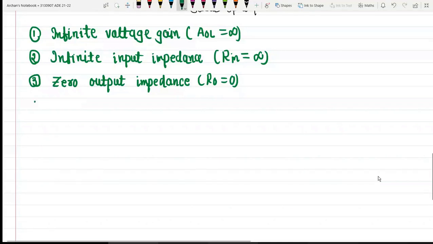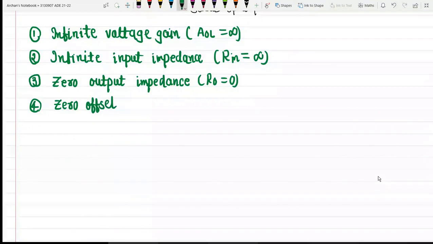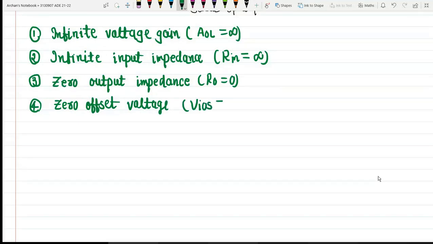Then we have another characteristic, which is the offset voltage. The offset voltage of the ideal op-amp is 0. Now what do we mean by this offset voltage? Let us try to understand this term. It is denoted by VIOS and its value is typically 0.